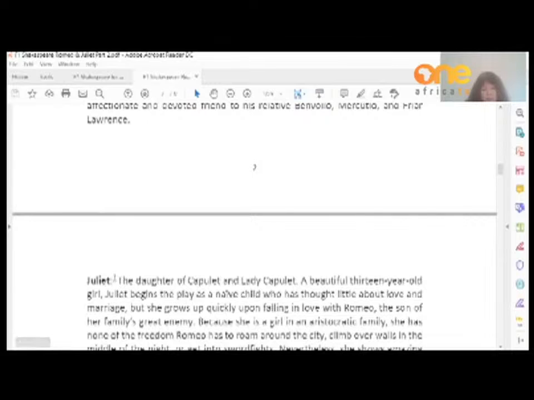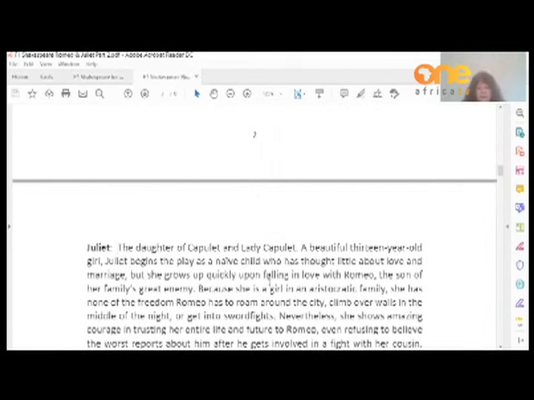And then, of course, we've got Juliet. Juliet, let's look at a little bit about her. She's the daughter of Capulet and Lady Capulet, obviously. A beautiful 13-year-old girl. She begins the play as a naive child who had thought little about love and marriage, but she grows up quickly when she falls in love with Romeo, the son of her family's greatest enemy.